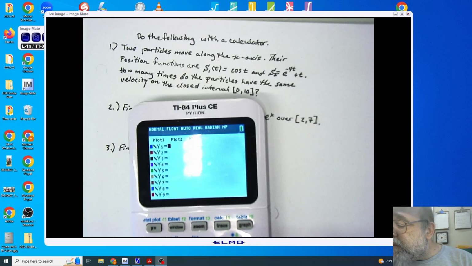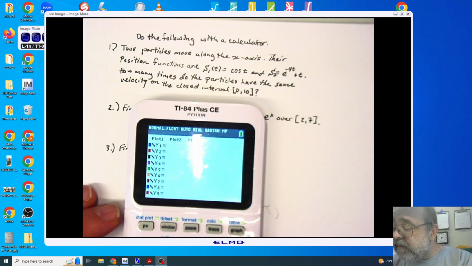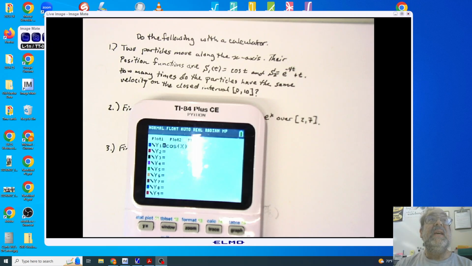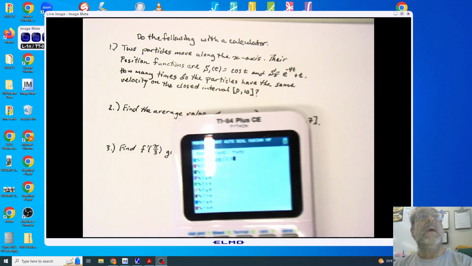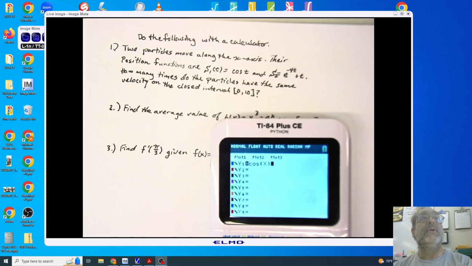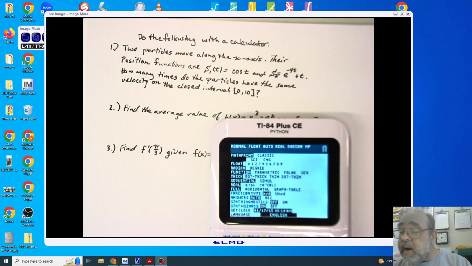When you're putting in your functions, I'm going to go ahead and put my first function in, cosine of x. Notice that the question has a t as opposed to an x. When we're doing this, we do need to make sure that we use a function, and we'll be using x. You should always check your mode and make sure that you are in radian mode before you begin.